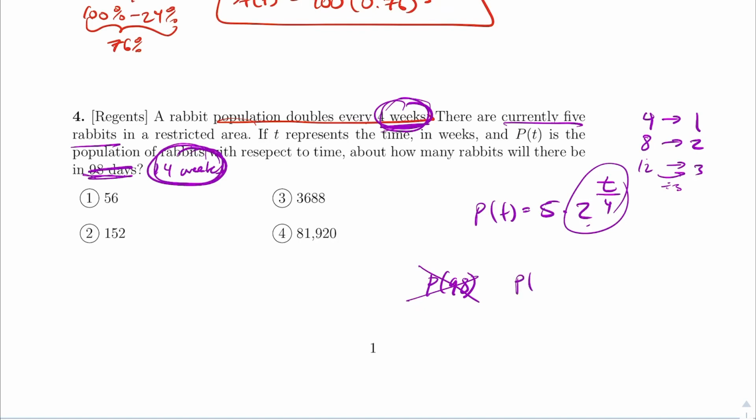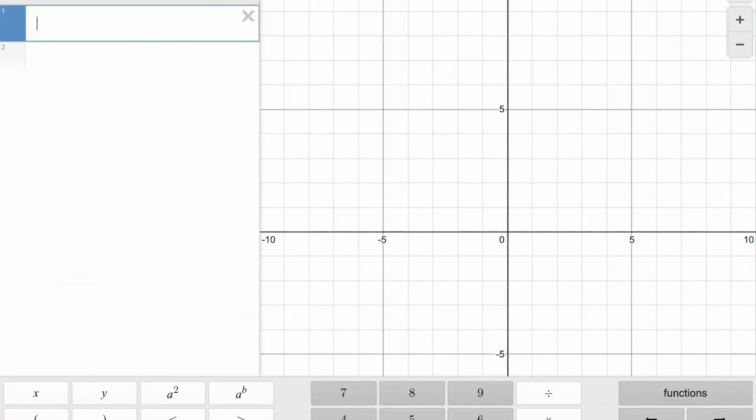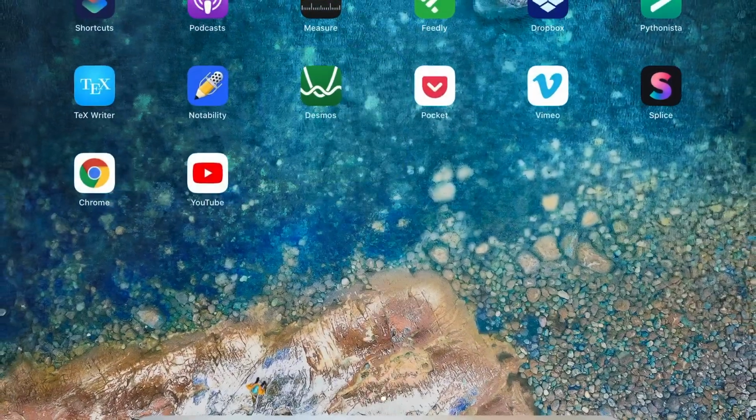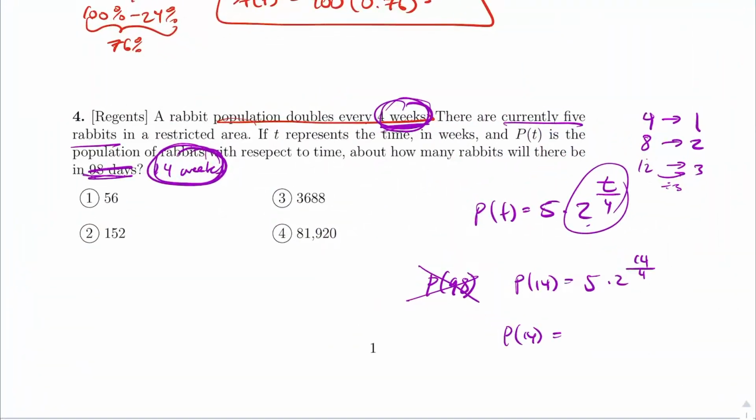So we get P of 14 is equal to 5 times 2 to the 14 divided by 4. P of 14 is equal to 5 times 2 to the 14 divided by 4, 56.5. So about 56 rabbits.